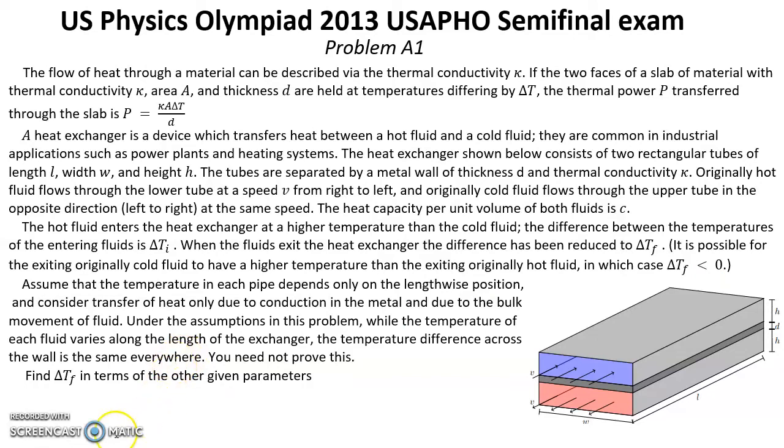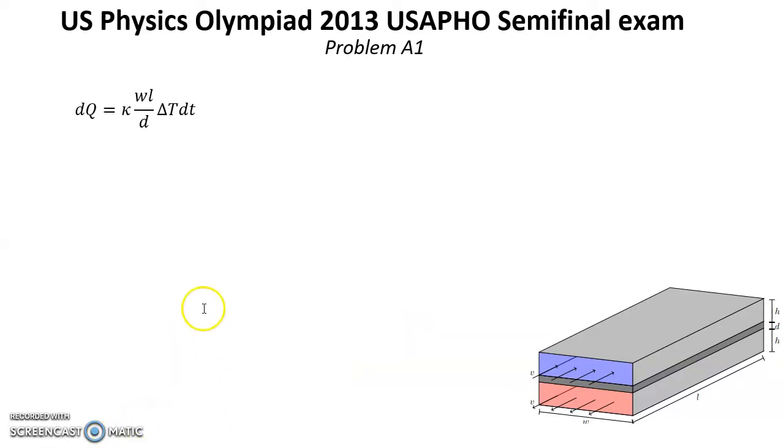Let's convert it to equations. Because we suppose that the temperature difference delta T is a constant along this pipe, we can write this equation for heat transfer for time delta t. That's the coefficient of conductivity multiplied by area, which is W L, divided by the distance between layers D, and multiplied by delta T, the temperature difference, and multiplied by time delta t. This is from one hand.